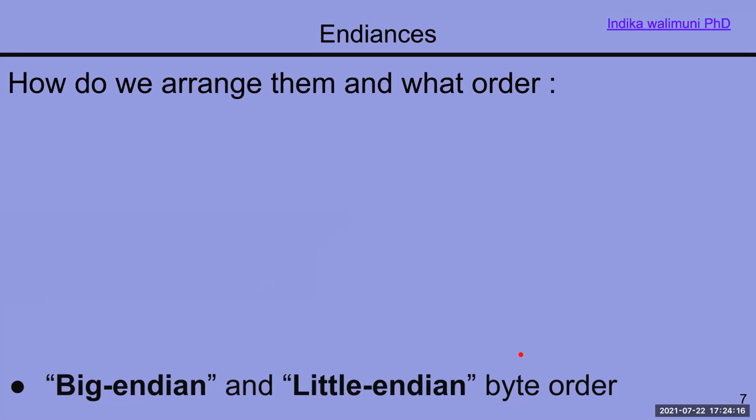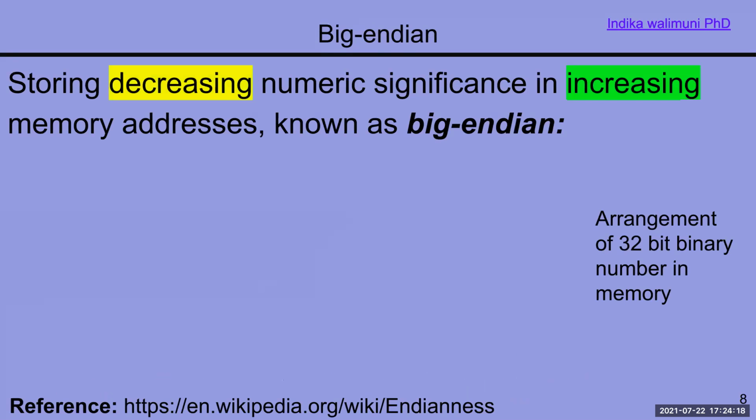Let's check one at a time. In big endian, we store decreasing numeric significant values in increasing memory addresses.